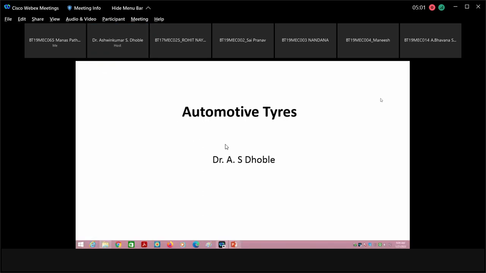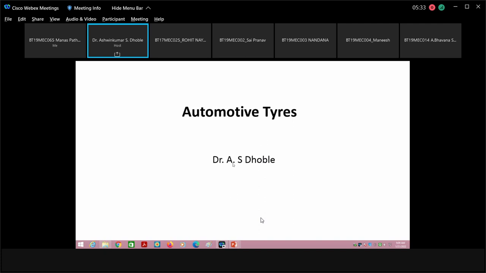So in this particular topic, we are going to discuss what we mean by automotive tires and what the different things related to automotive tires are. See, all of us are aware that the tires are an important part of the vehicle, because if you drive the vehicle without tires, it is not possible. What is going to happen by driving the vehicle without the tire, everyone knows.